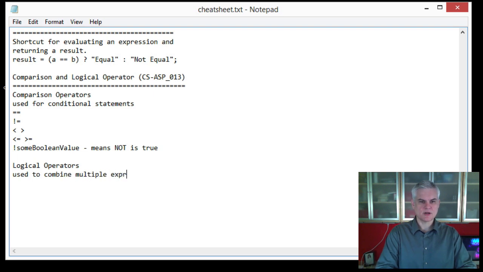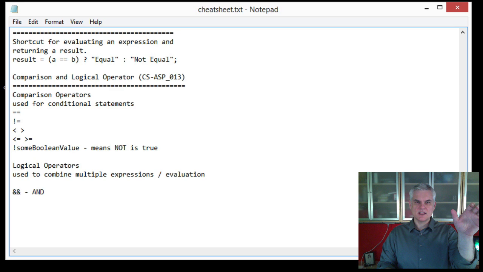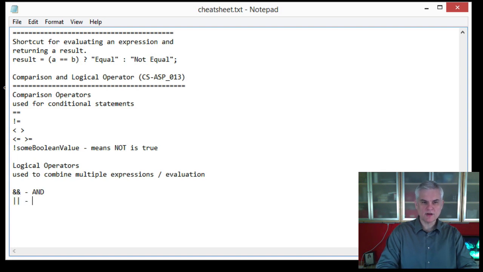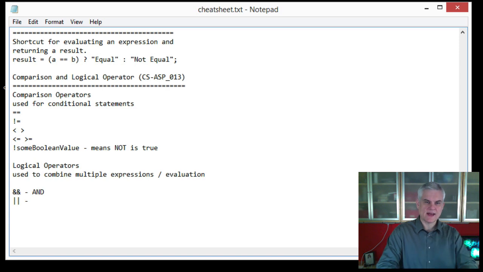Okay, and then we also talked about logical operators, which are used to combine multiple expressions for evaluation. There were two. There was the logical and, which allows you to group two statements or expressions together. If this is true and this is true, then you can perform the code block below it. There's also the or operator. If this is true or this is true, then perform the block below the conditional statement.